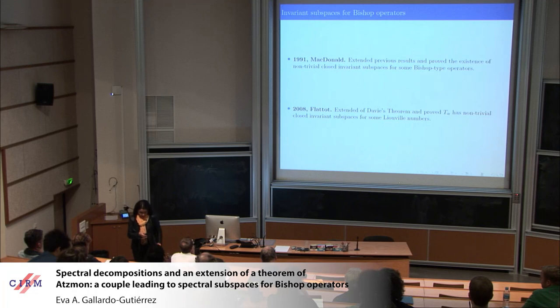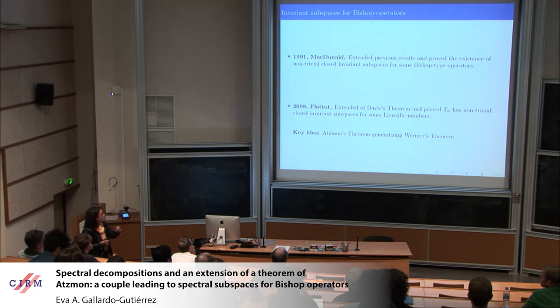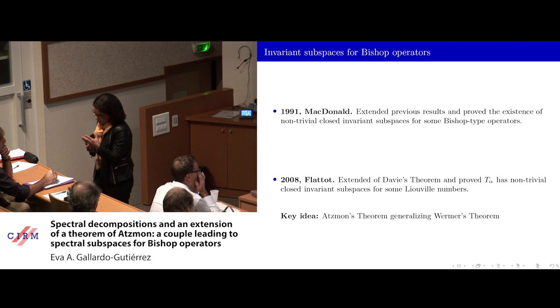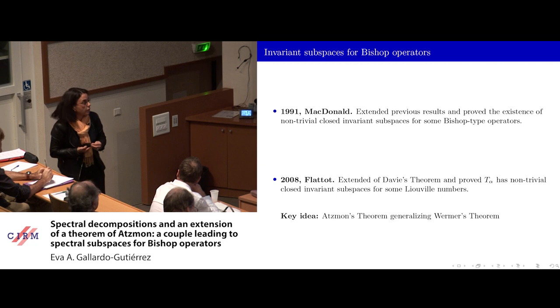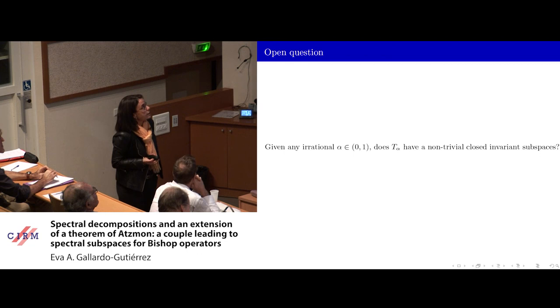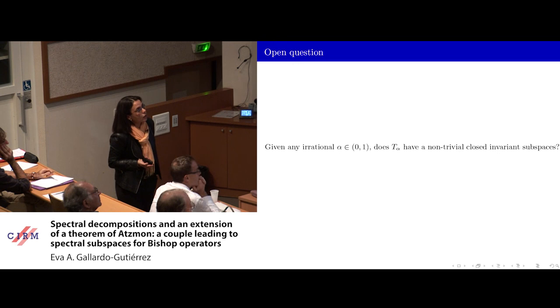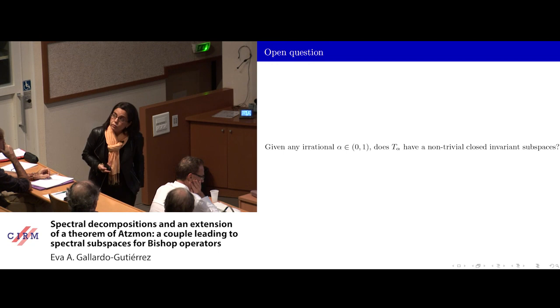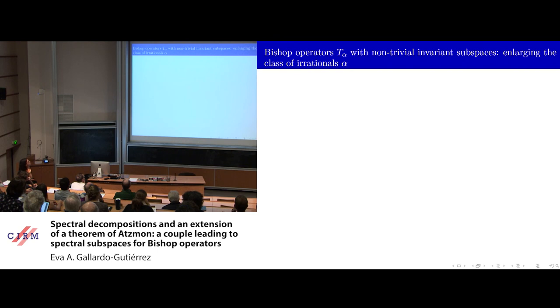And the ideas in both results were trying to use also something that was generalizing Vermeer's theorem, and that was Atzmon's theorem. And the question is: given any irrational alpha, does the Bishop operator T_alpha have a non-trivial closed invariant subspace? And what I'm going to say is that for more Liouville numbers, it does have. And we're going to show that we may enlarge the class of irrationals.